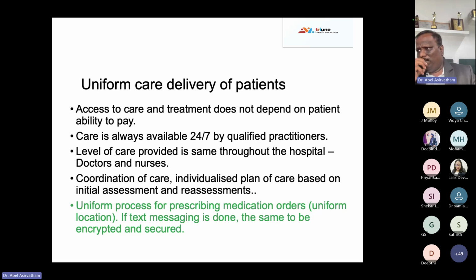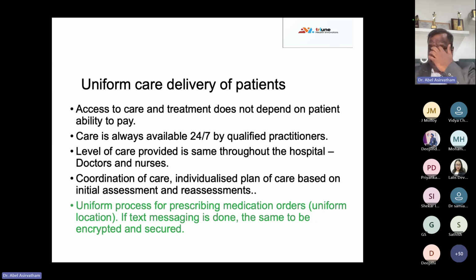So when we say uniform delivery of patient care, access to care and treatment does not depend upon the patient's ability to pay. This we saw in ACC also, where there's a separate requirement where the hospital needs to make some arrangements for funding for the patients wherever possible. Okay, care is always available 24 by 7 by qualified practitioners. The level of care provided is the same throughout the hospital, doctors and nurses, irrespective of the ability to pay.